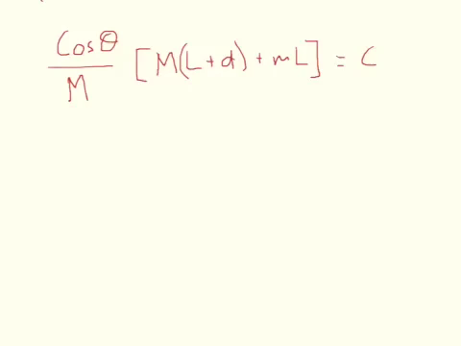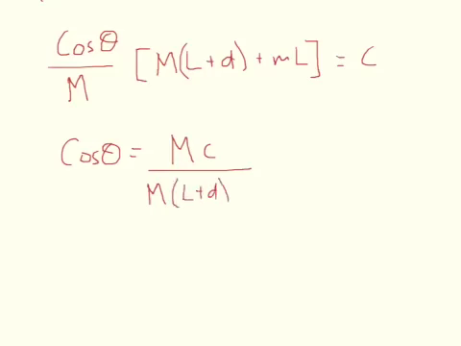So I'm going to take the M across, and we'll have cos theta equals, now we're going to take everything across, capital MC over everything in that square brackets, taking the square brackets away now, L plus D plus ML. Okay, and all we've got to do now is rearrange the bottom on the right hand side to match what we're after.